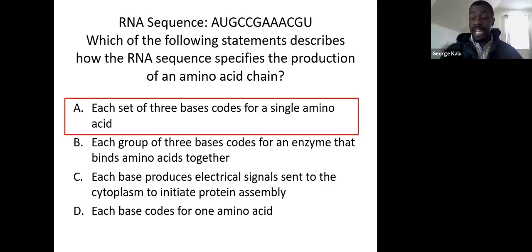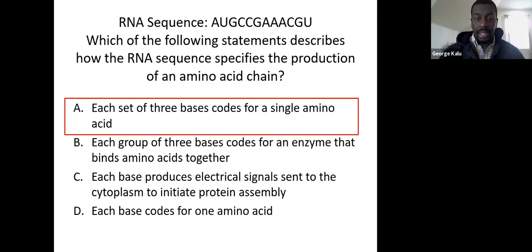Remember, each set of 3 bases is going to code for 1 codon, and each codon is going to bring 1 single amino acid. So every 3 bases is going to code for 1 amino acid. 3 nucleotide bases comprise 1 codon, and 1 codon will give you 1 amino acid. So A is the correct answer here.